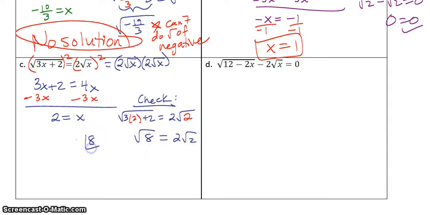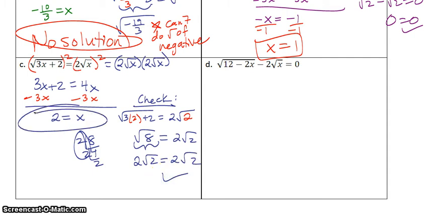Otherwise, we are all experts by this point at doing upside down division. So actually, if I simplify square root of 8, it ends up being 2 square root of 2. So we're good to go. That works as a solution. At this time, I would like you to pause the video and try part D, please.